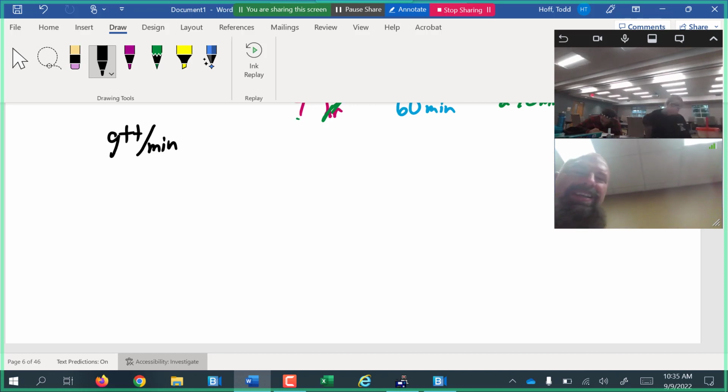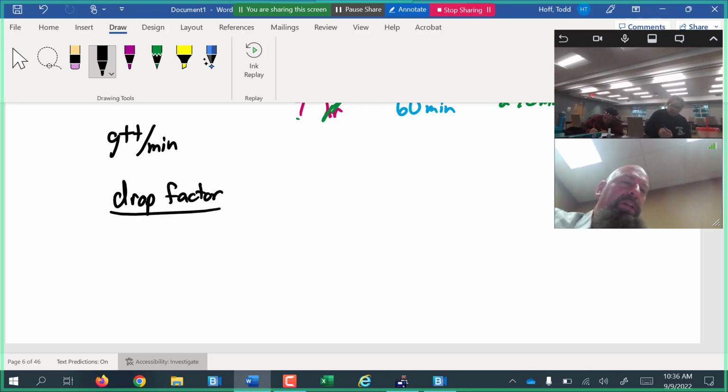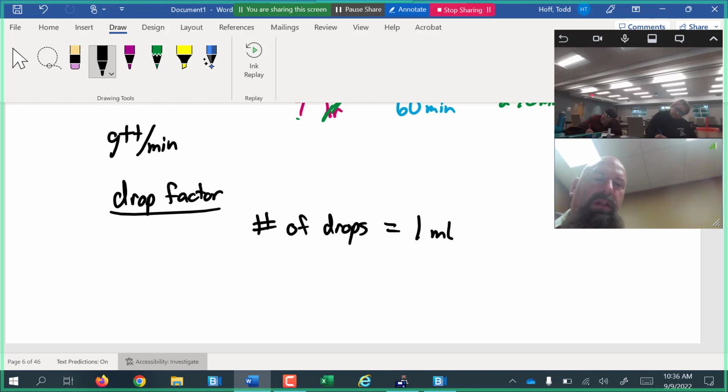So in order to calculate drops per minute, we have to know a drop factor. A drop factor depends on properties of the fluid and properties of the infuser. It is the number of drops that equals 1 milliliter of fluid.